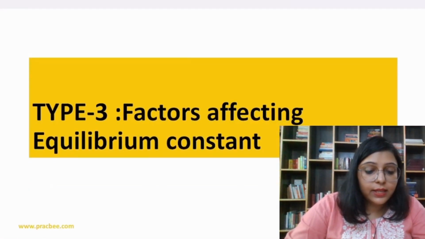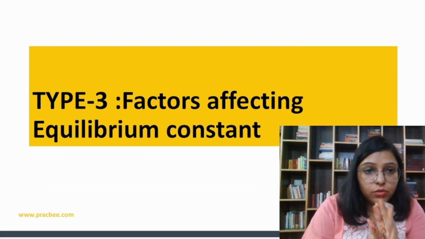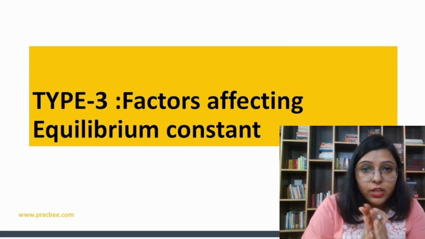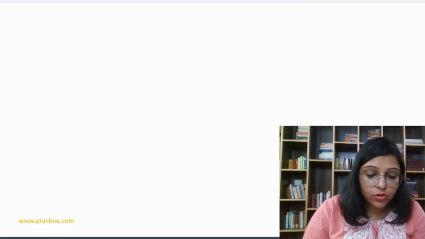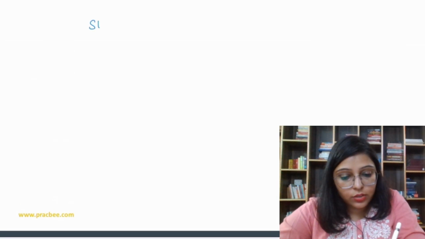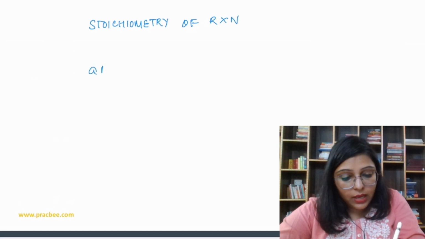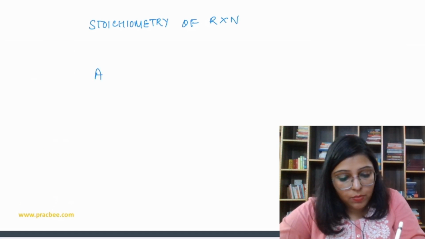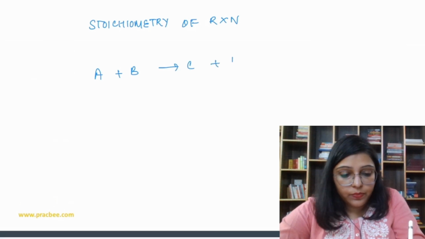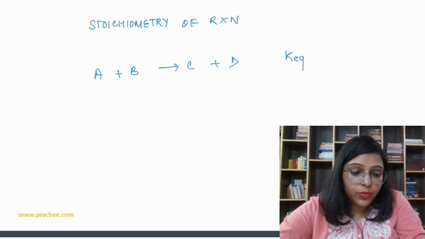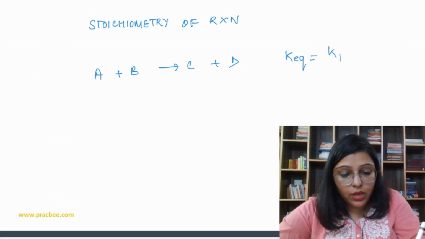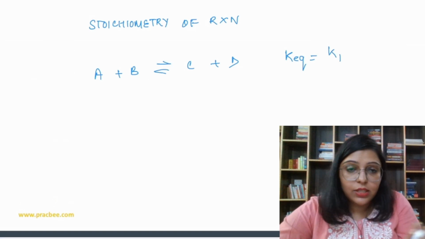Now let's discuss next type of problem, in which we are going to discuss questions which are related to the factors affecting equilibrium constant. So factors affecting equilibrium constant means कि देखो, first factor which affects the equilibrium constant is the stoichiometry of the reaction. So see, if we have some reaction A plus B, and it gives C plus D, ठीक है, and suppose K equilibrium for this reaction is K1.